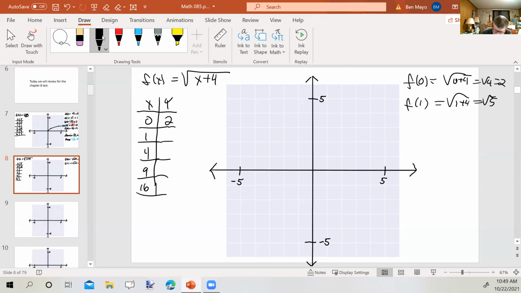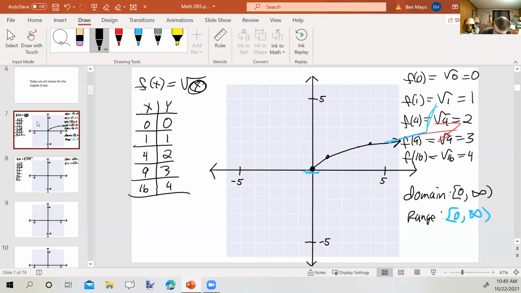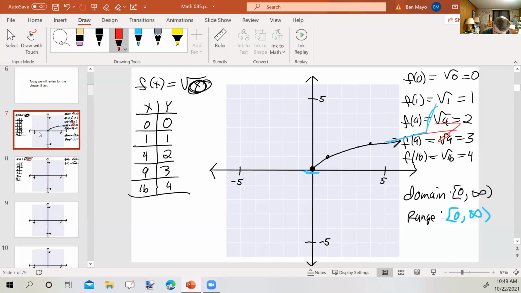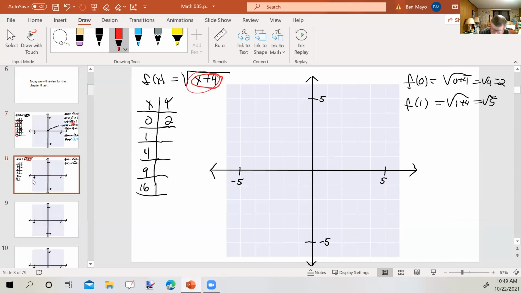Well, back in this previous graph, the radicand was just x. So if x was a perfect square, and we took the square root, we got a nice number. Well, here, the radicand is x plus 4. So we need x plus 4 to be a perfect square. How are we going to do that? Well, okay. These values of x are perfect squares. So what values of x plus 4 are perfect squares?